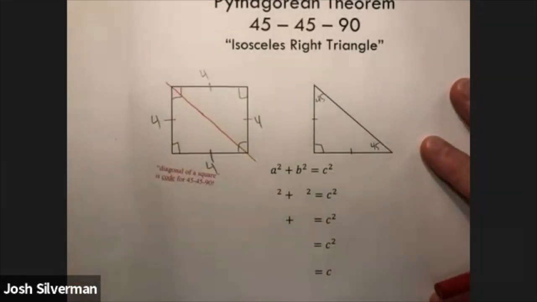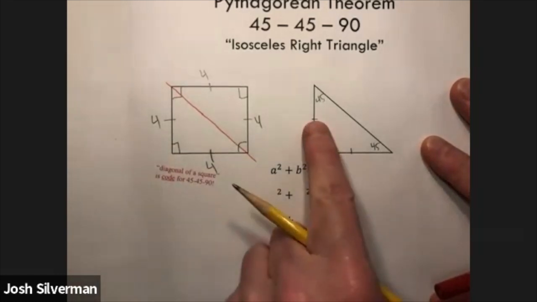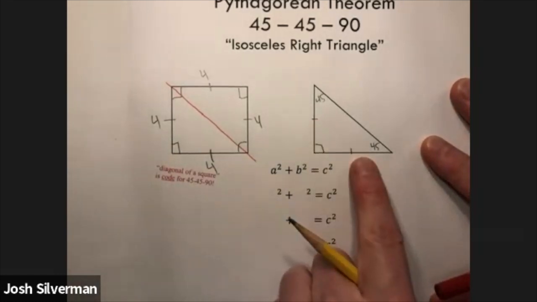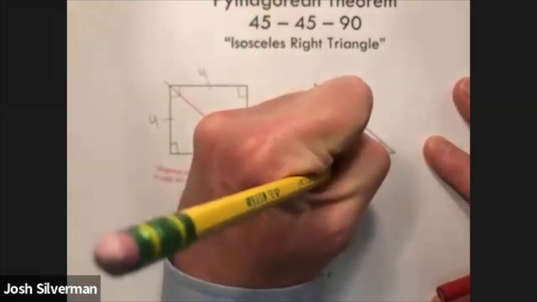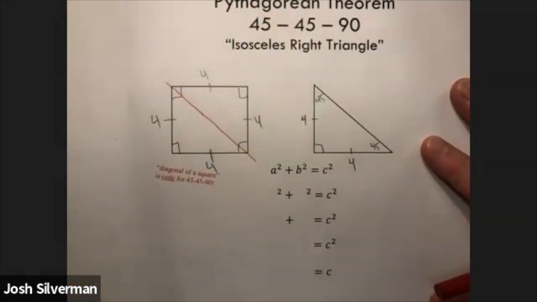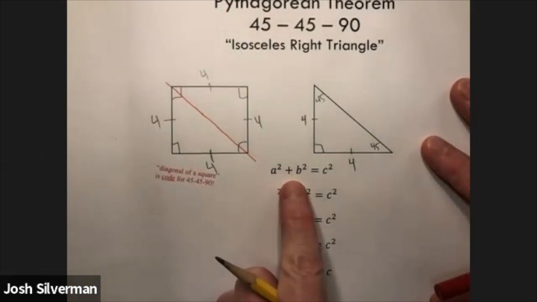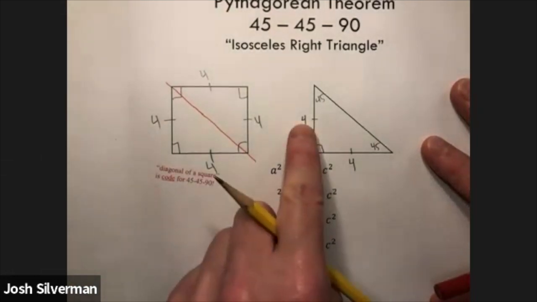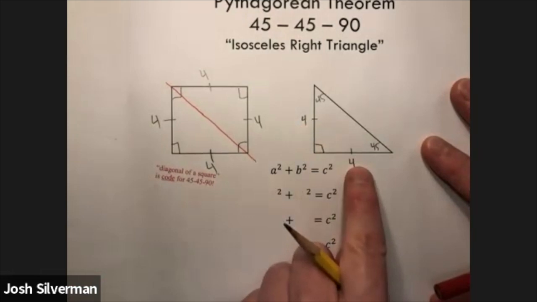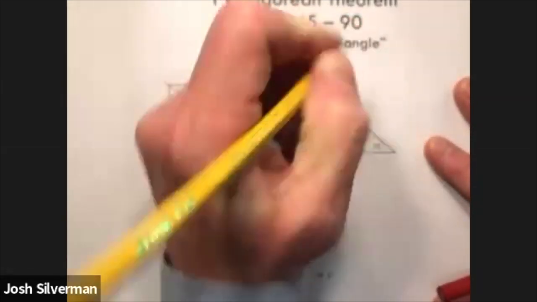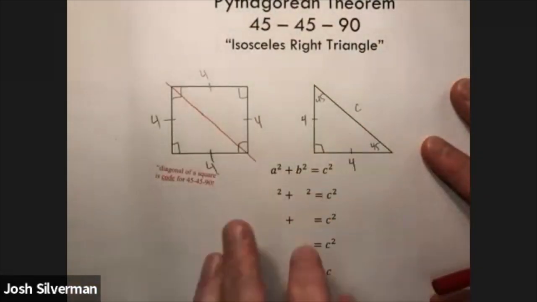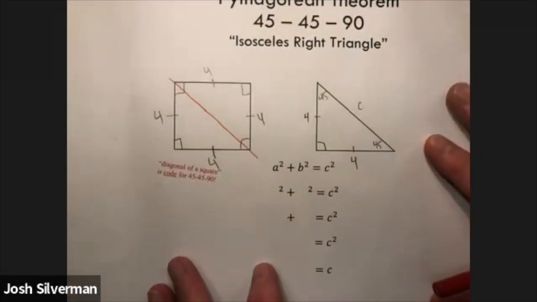Now, if the original sides of the square were each 4, what would be the length of each of these two sides? It'd be 4, because they used to be sides of the square. And the Pythagorean theorem tells us that a squared plus b squared equals c squared. The square of the two legs added up is equal to the square of the hypotenuse, the longest side. A squared plus b squared equals c squared.